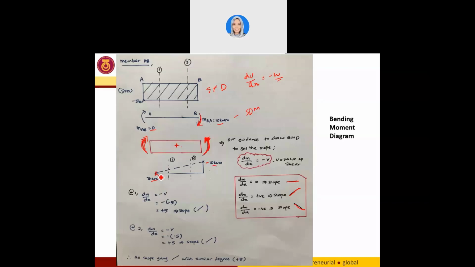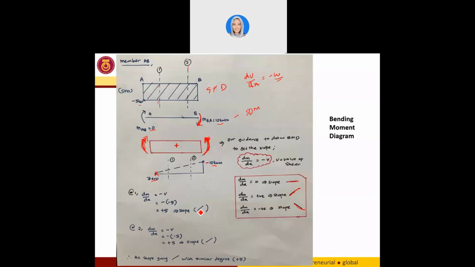So you have 0 and negative 10 for your bending moment diagram here. In order to connect these 2 points, we use dM over dx equal to negative V. Taking 2 points in our shear force diagram, for point 1, dM over dx equals negative V, so our V is negative 5, and our slope is going to be positive 5.